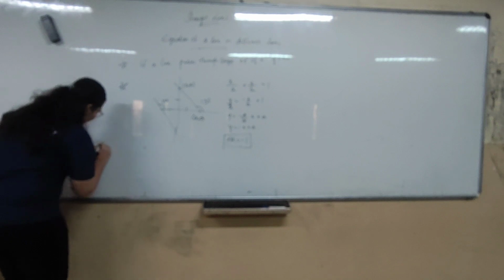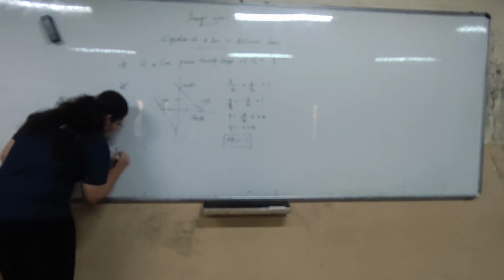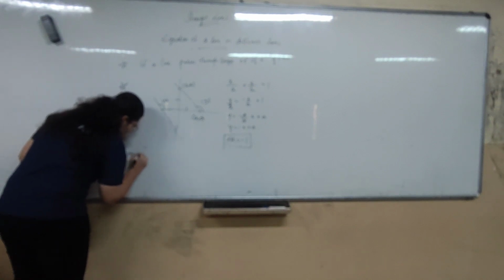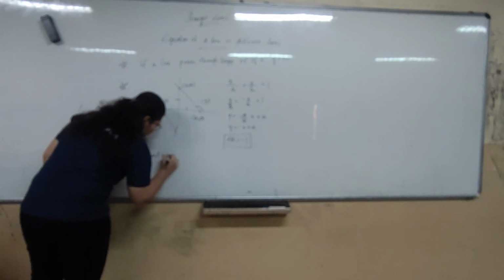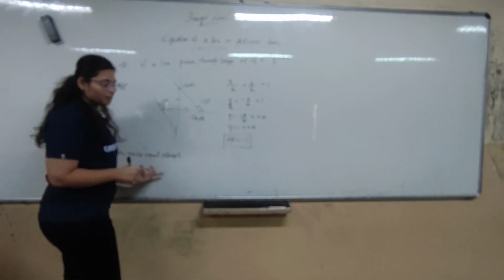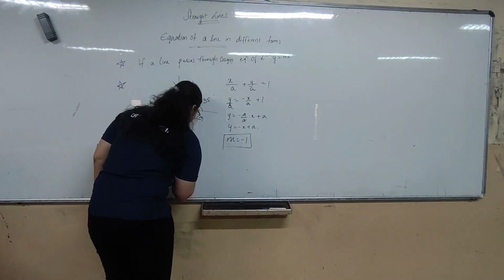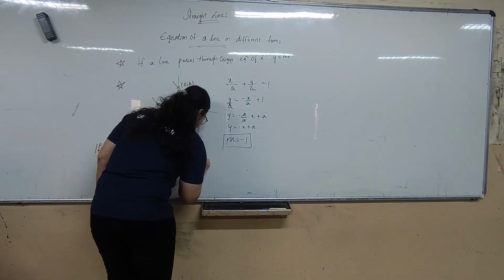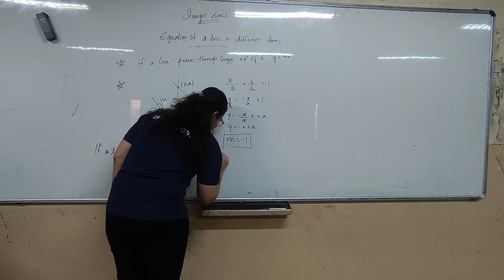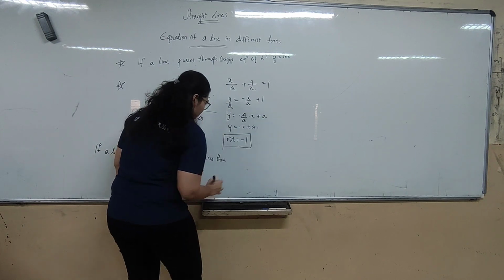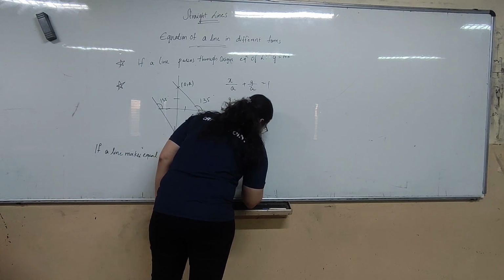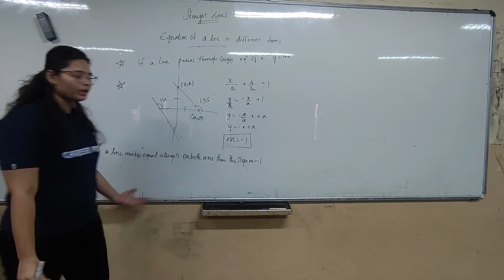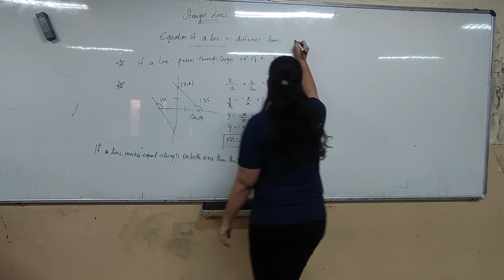So what we can write? If a line makes equal intercepts on both axes, then the slope m is equals to -1. Right?